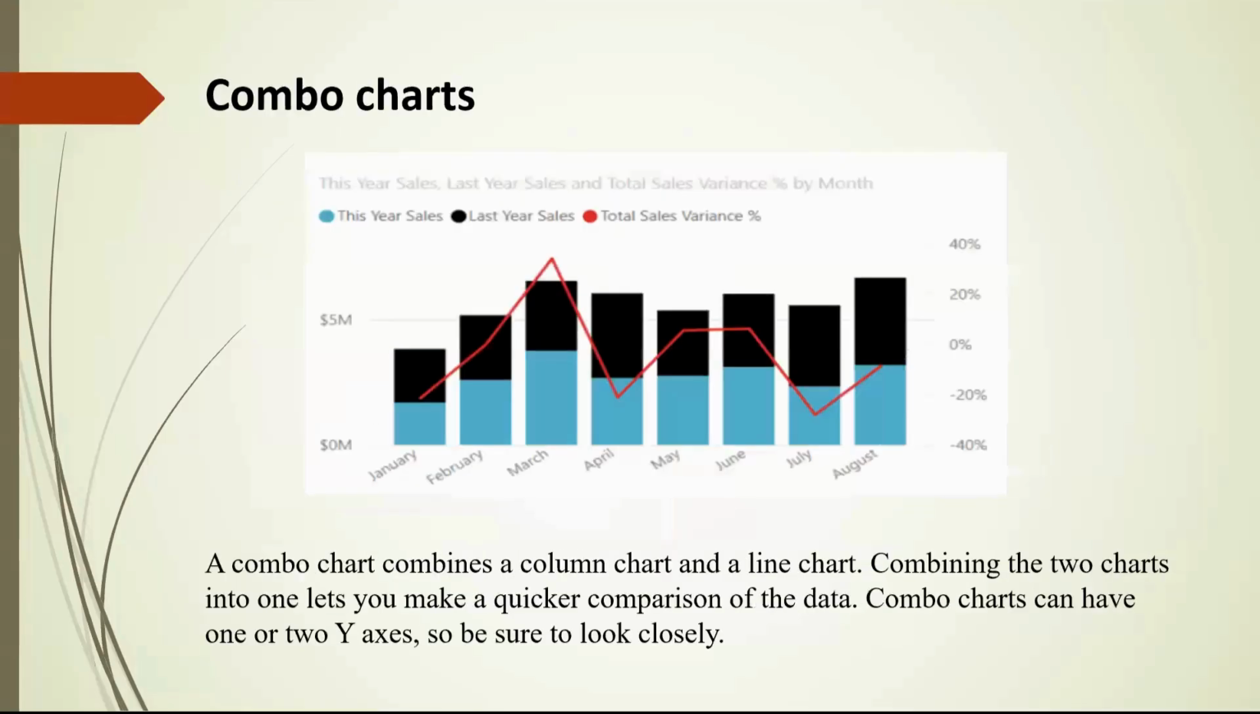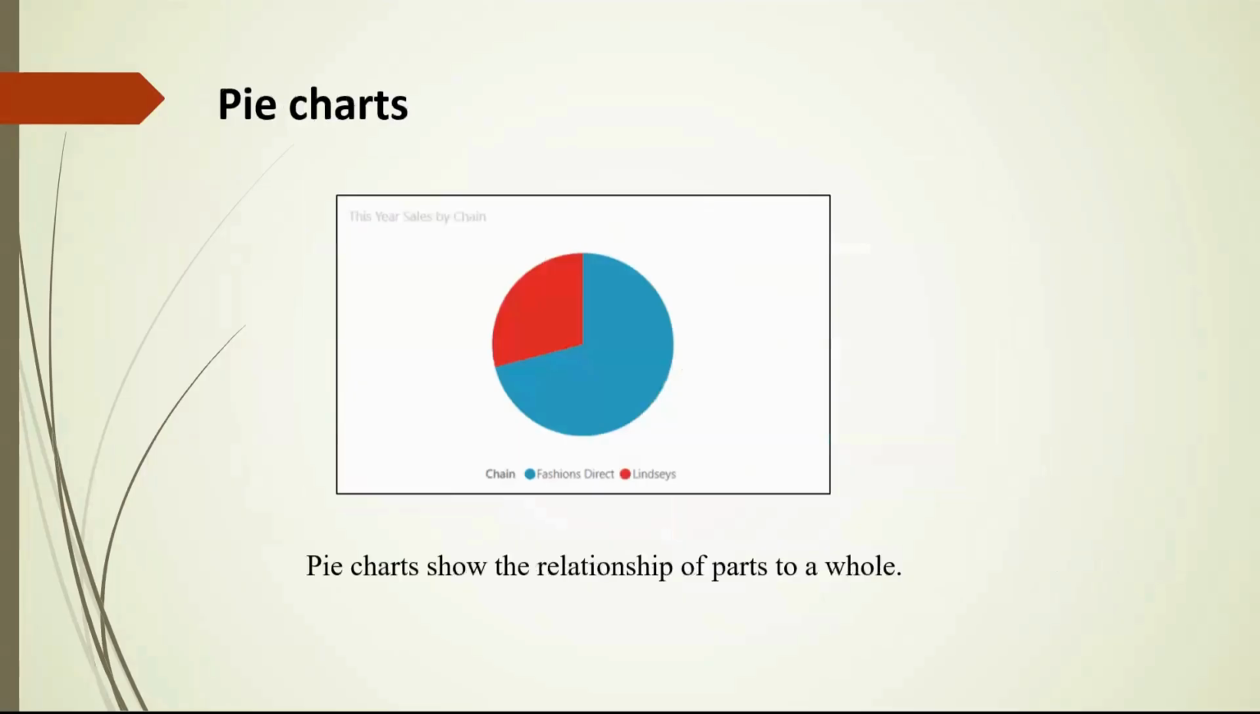The next one is combo charts. A combo chart combines two types of visuals, usually a bar chart and a line chart. It is useful when you want to compare two different types of data together. And the next is pie charts. Pie charts show how a total is divided into parts.